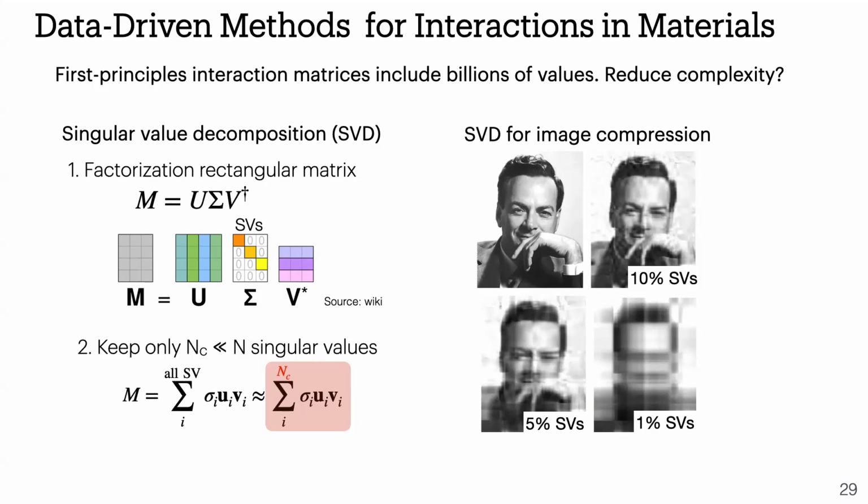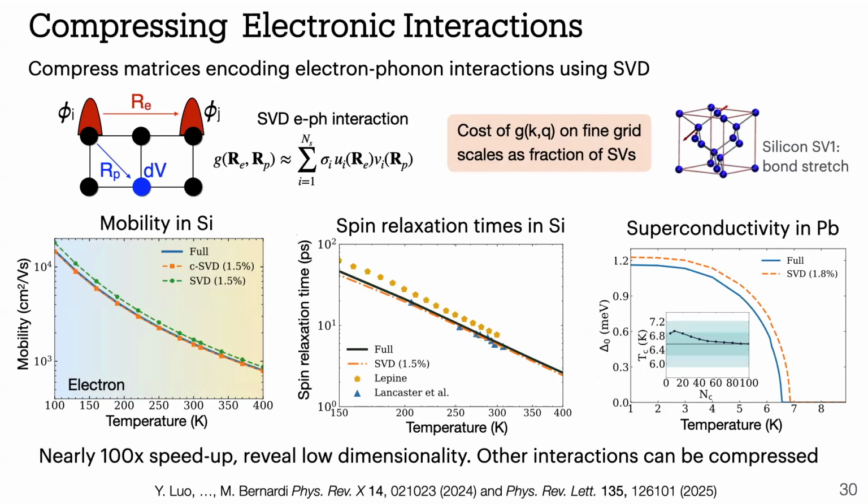When the singular values decay rapidly, you can keep just a few of them, and that still gives a good approximation of the matrix. So this is used for images, for example, where you can see even if you keep 1 to 5% of the singular values, it still gives a fairly reasonable account of the image. So this method gives the best low-rank approximation of the matrix. How do you do it in the case of electron-phonon interactions? That was the difficult part.